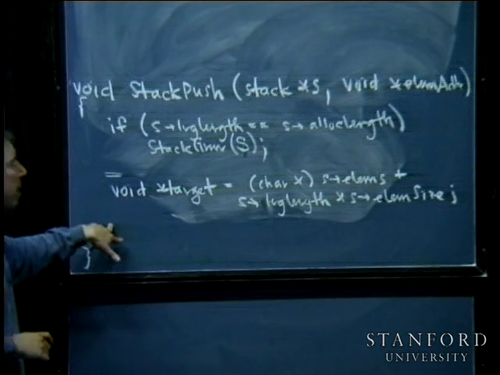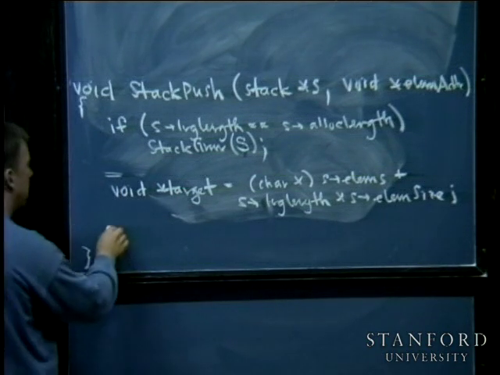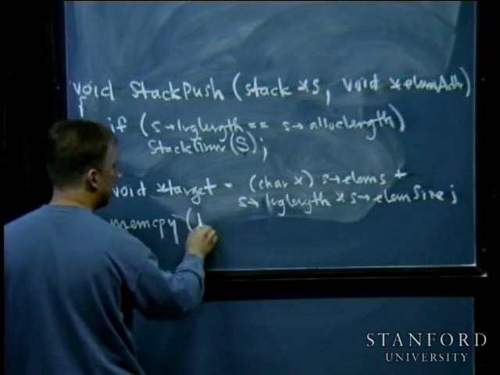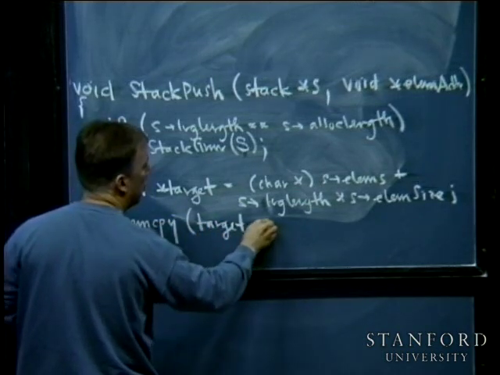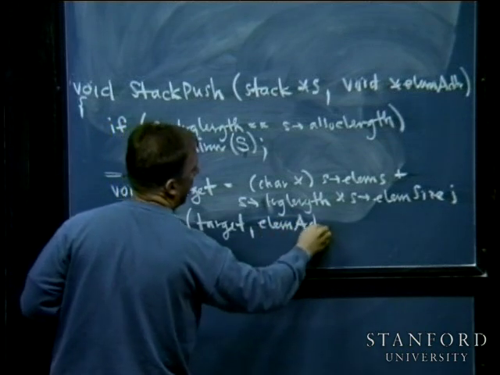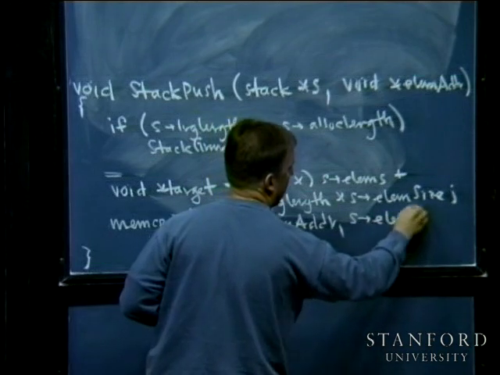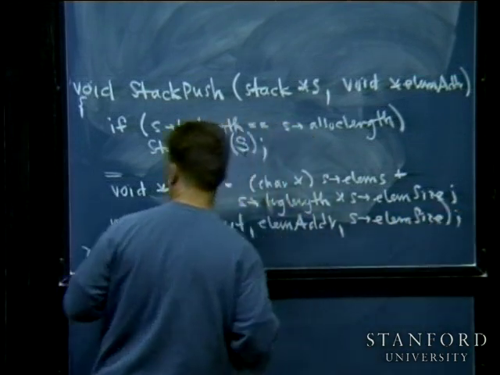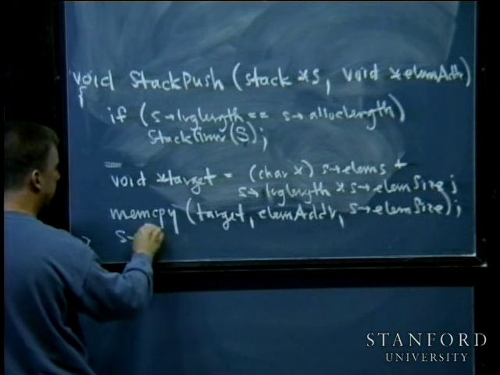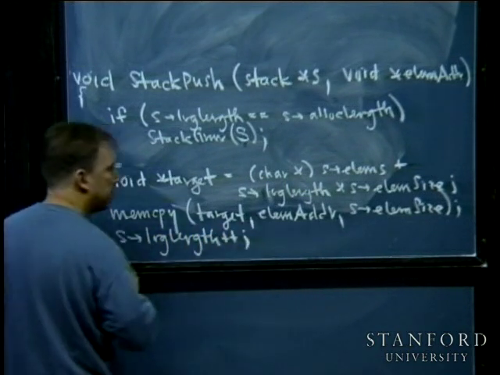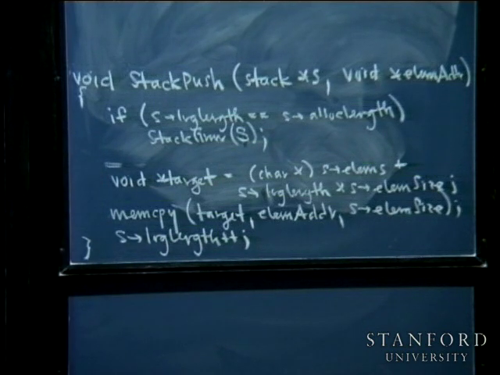Then I want to go ahead and memcpy into the target space whatever's at elem address. How many bytes? This many, S arrow elem size. Then I can't forget this. This was present in the other implementation as well. I have to note the fact that the logical length just increased by 1, and so that's how I manage that. Okay, you guys see the bits moving on your behalf in response to this function?